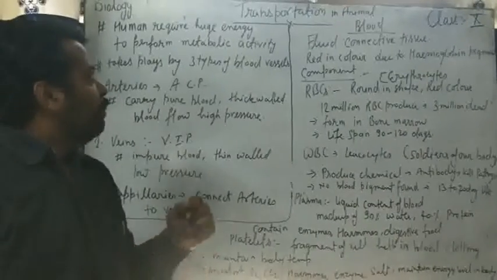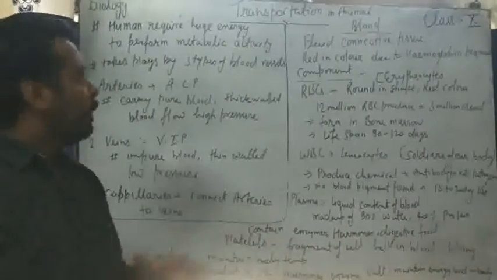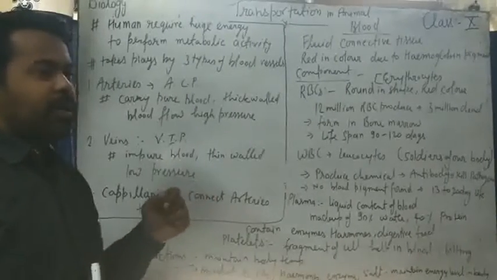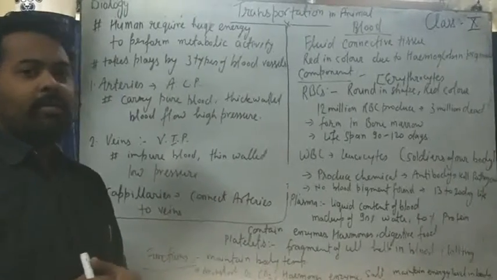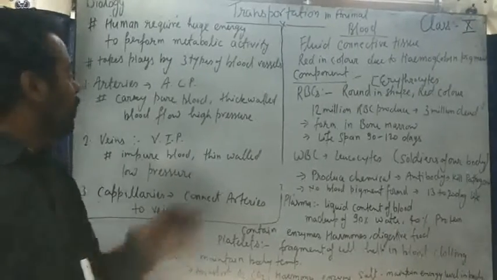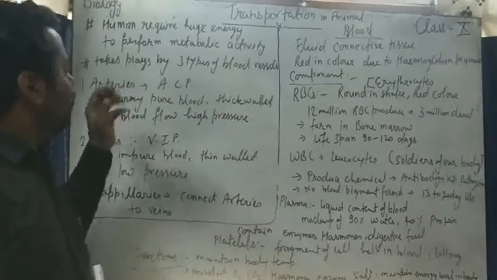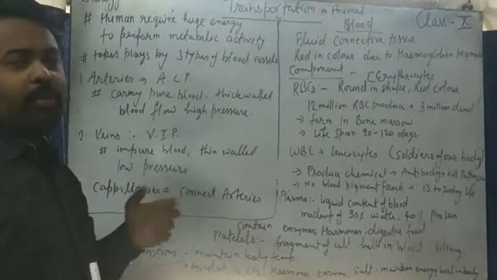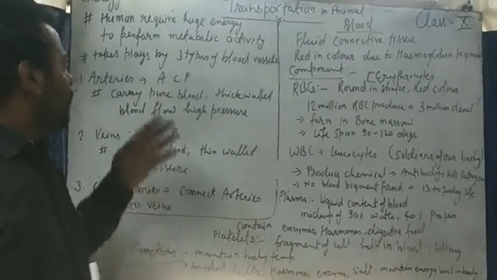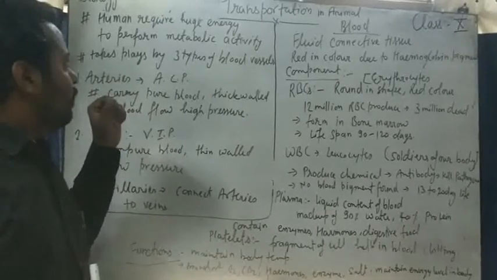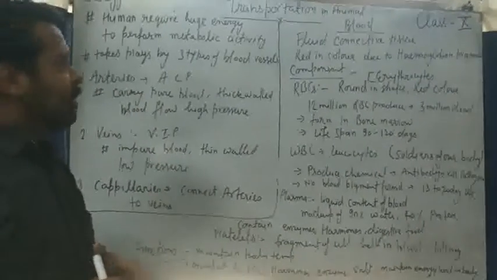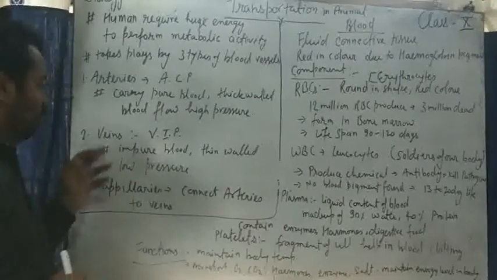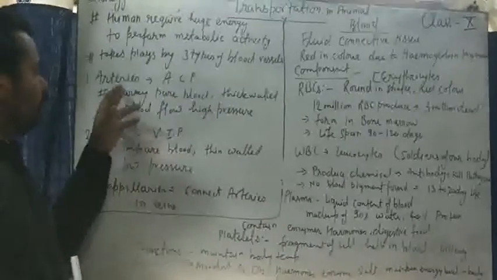Okay. Now, transportation in animal. If we talk about transportation in animal, it requires more energy than plant. In human being, to perform metabolic activity, they require huge energy. Transportation in animal takes place by three kinds of blood vessels. They are arteries, veins, and capillaries.